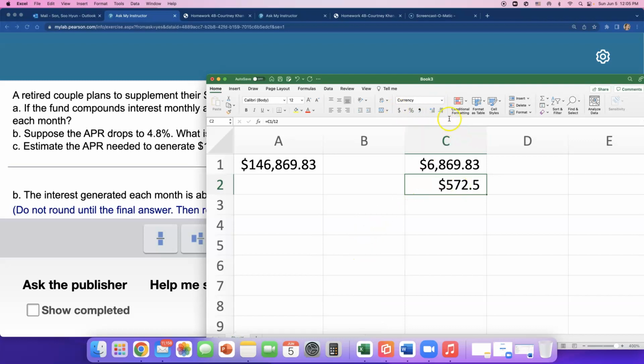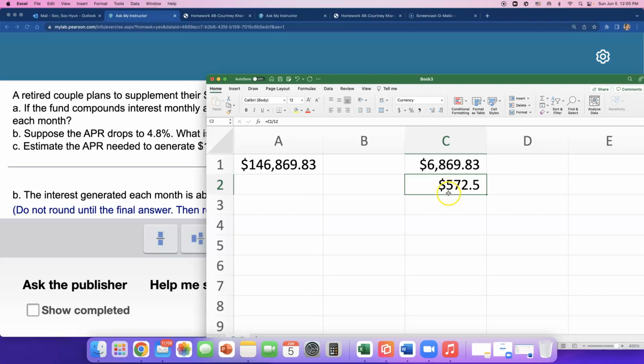So this number was actually $572.50. So I should probably round that up. If this happens on your quiz or your test, you let me know. I'll go and manually fix your grade. But for the homework, we do have options to try a second time.